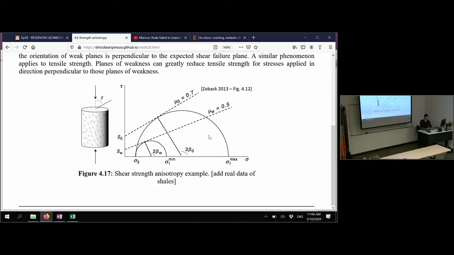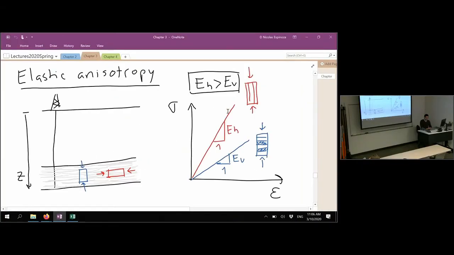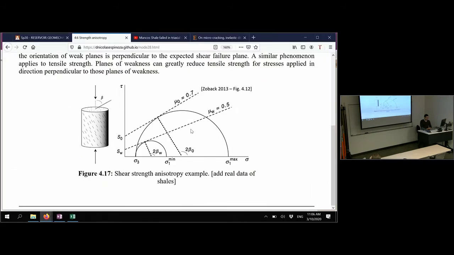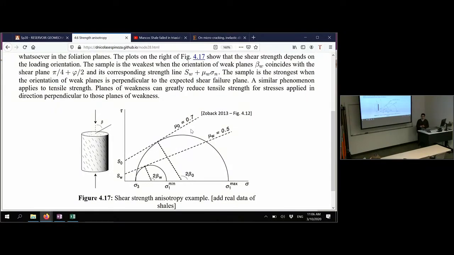Remember that stiffness is the slope of this curve, stress versus strain, and strength is going to be the maximum value of stress and strain. So what we usually see for strength is the opposite of what is seen for stiffness. Usually rocks loaded in the vertical direction will be stronger than rocks loaded in the horizontal direction.